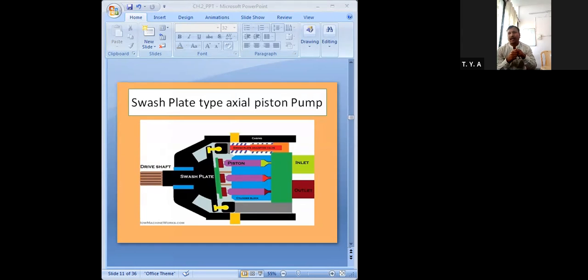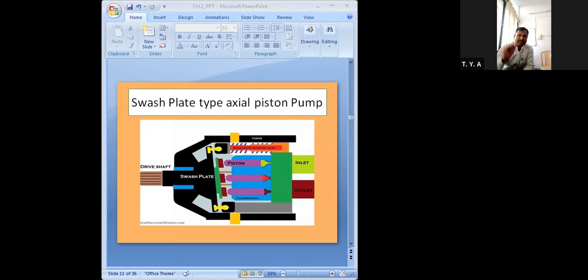Now first I will discuss the swash plate type axial piston pump. In this axial piston pump, the pistons are in line with the axis of the shaft. You can see the axis of the shaft like this, and this purple color, these are the pistons, 1, 2, 3. So the pistons are in line with the axis of the drive shaft, and that is what I have shown in this figure.